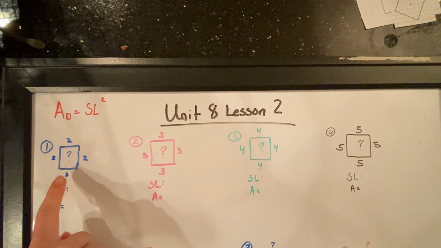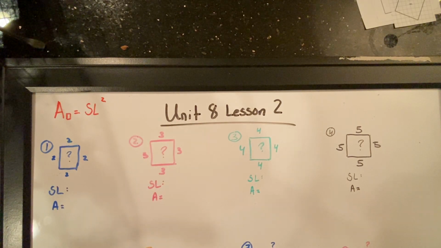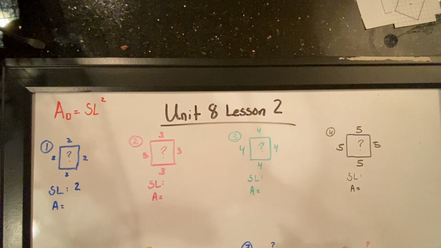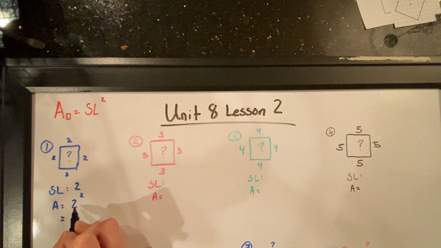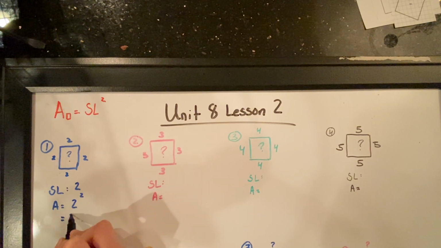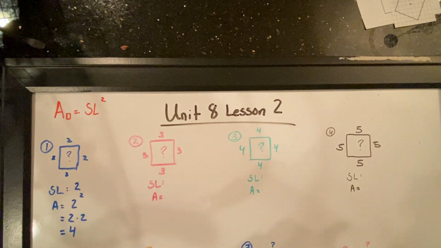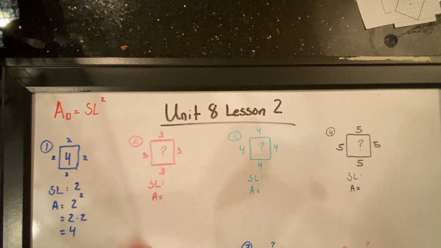So the first one, we have a square. The side length of the square is 2. So each side length is 2. So I'm going to write 2 right there for its side length. Then let's find the area. To find the area of a square, you do side length squared. So this would be 2 squared. That equals 2 times 2, which is equal to 4. So the area of this square right here is 4. Okay?